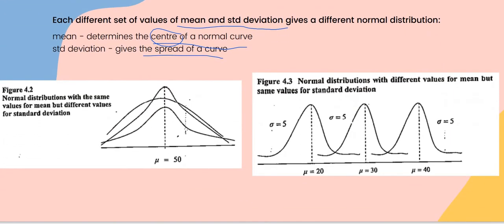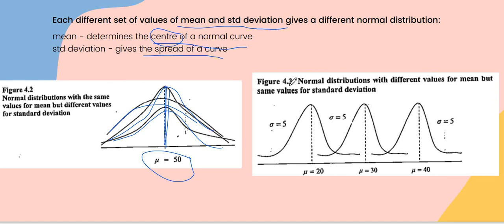So you can see that for both figures here, for figure 4.2, normal distributions with the same value of mean. You can see there are three lines here, one, the second one, and the third one. All of these have the same mean. If you look at the peak of the shape, it is equal, it will be the center one. It says that the mean is the same. But you can see the spread of the curve here is different. So that means they have different standard deviations.